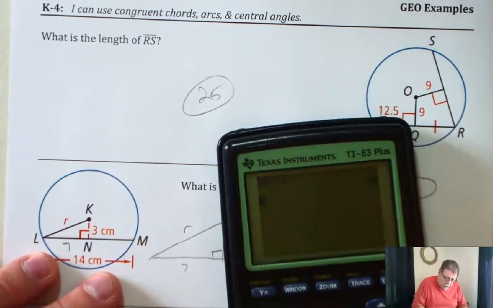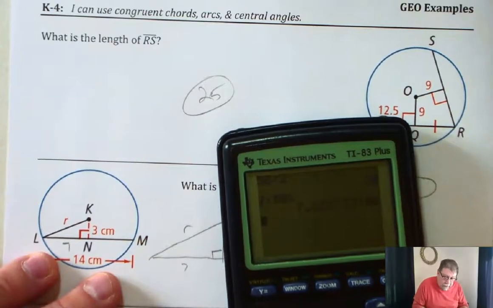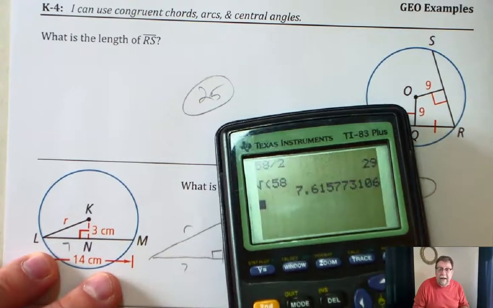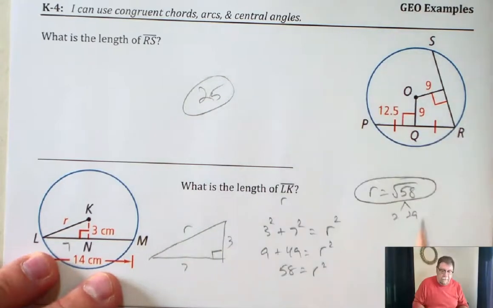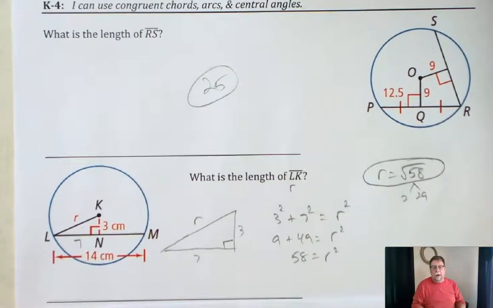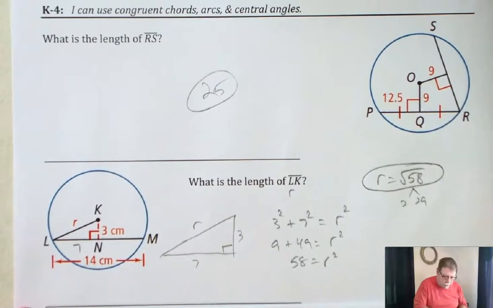If you wanted it in decimal form, we could do that. But again, decimal form is not exact. It's approximately 7.6. So radical form is usually a better way to answer that question. So the measure of R, the radius of the circle, is radical 58 units long.